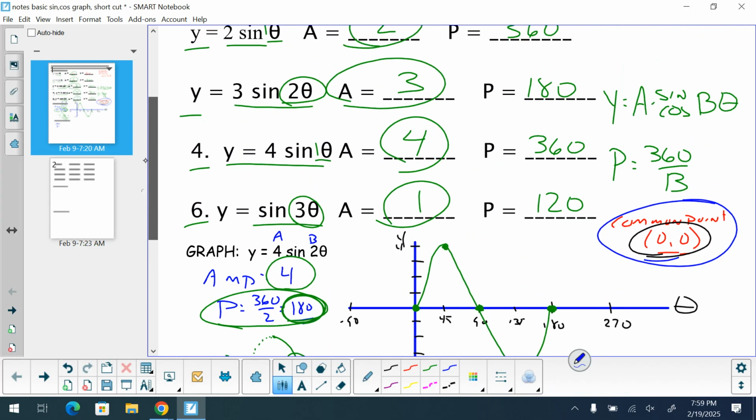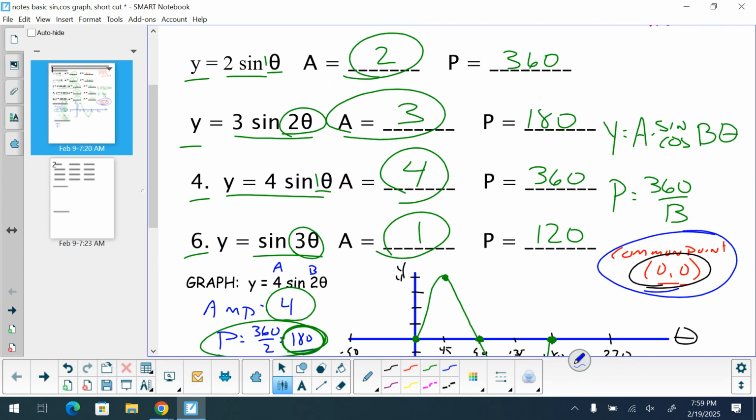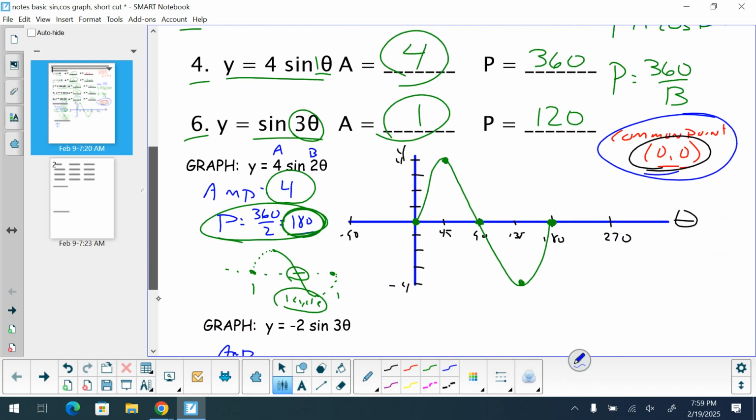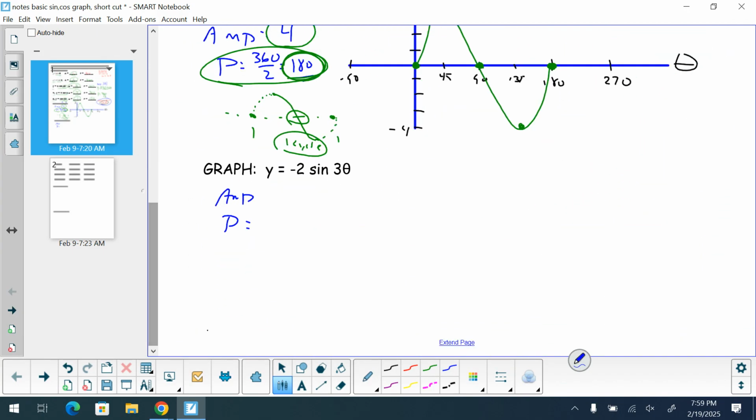One thing I'm going to adjust with the amplitude: amplitude will be the absolute value of this A value. So if we look at the next one, my amplitude is going to be the absolute value of -2, which is the value of 2. Period: 360 divided by 3, or 120 degrees.